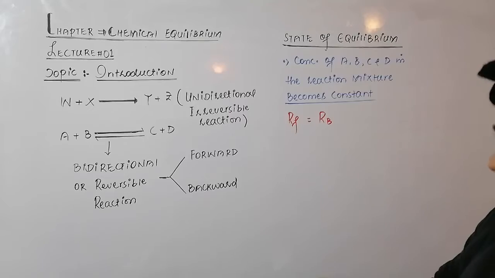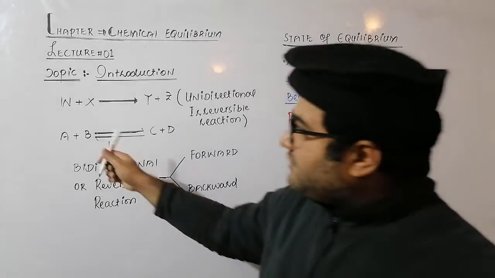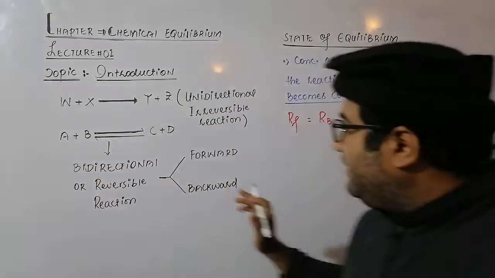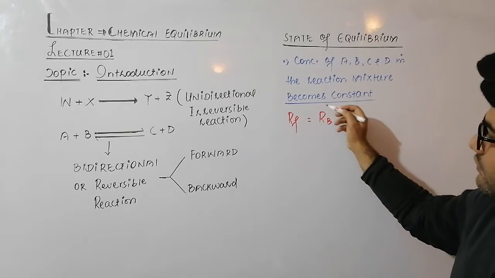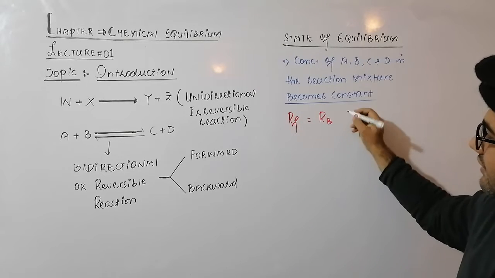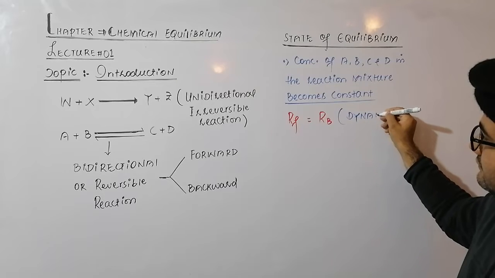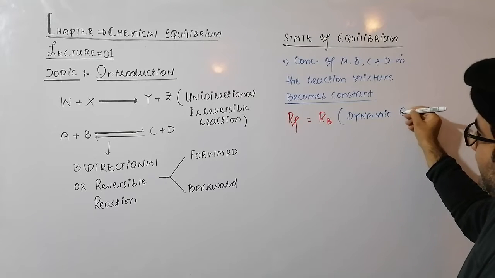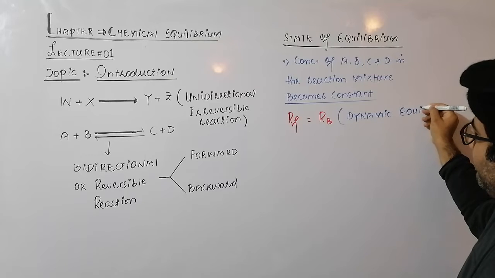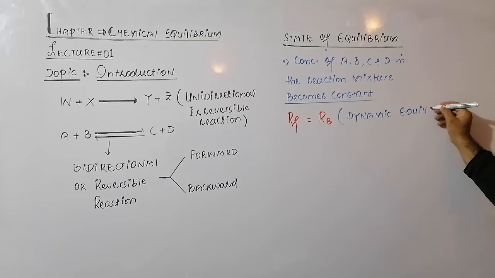So the color also becomes constant. At the state where the reaction actually proceeds in both directions but the speed is equal, when the speeds of two opposite reactions become equal, that is called a state of dynamic equilibrium.